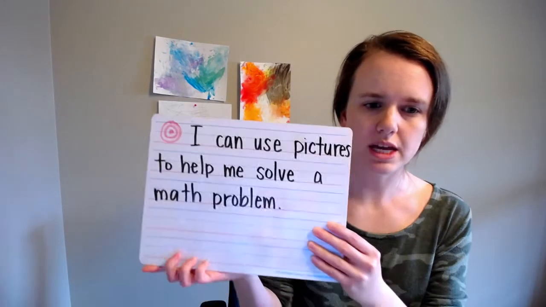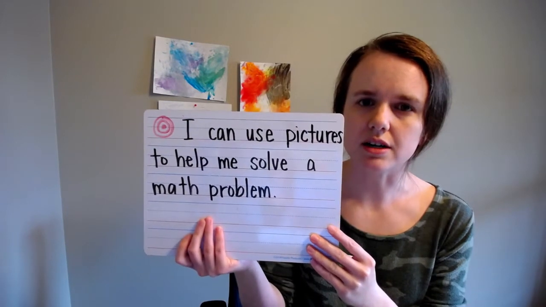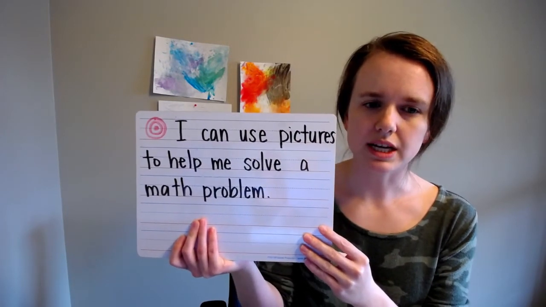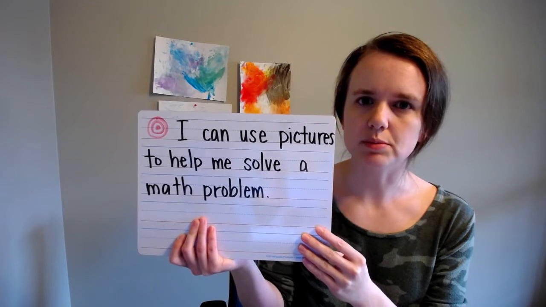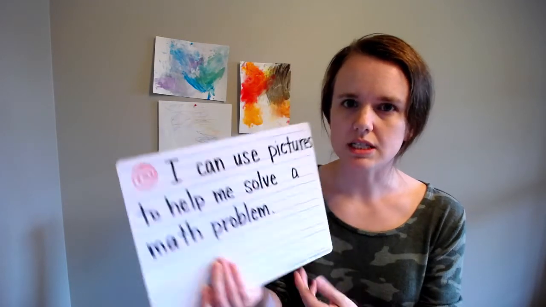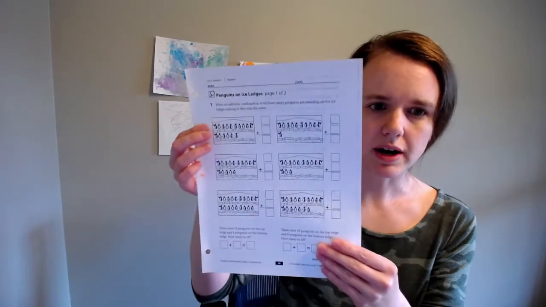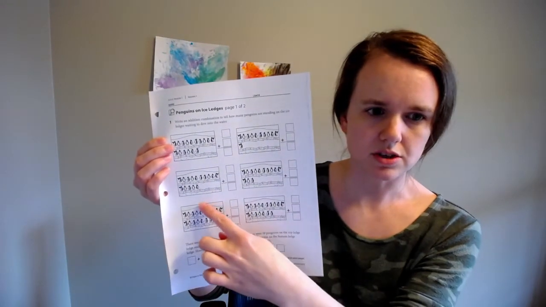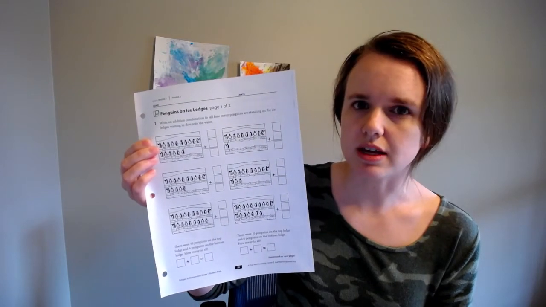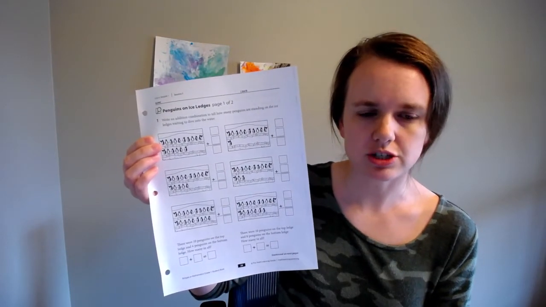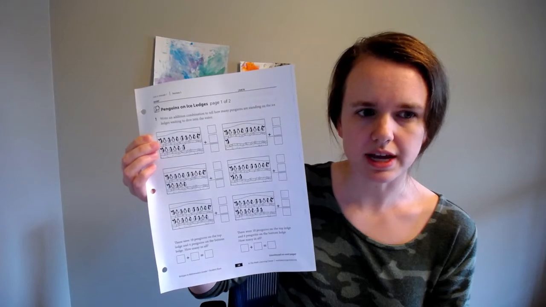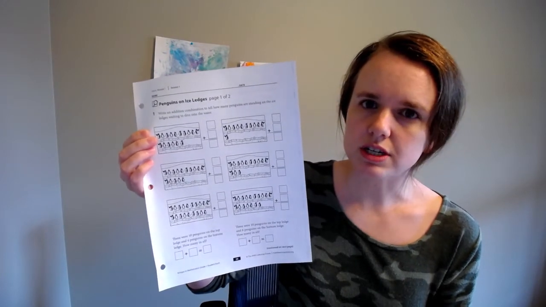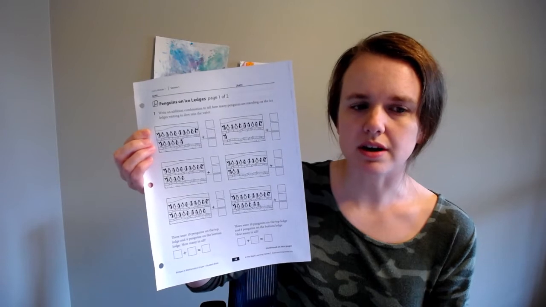Today we have this as our target, as our goal. We're working to use pictures to help solve a math problem. So in this case, we're going to use lots of pictures of penguins because all of our problems are about penguins. So this part at the top, I'm just going to run you through these ones because these you can do fairly independently. So the directions say write an addition combination to tell how many penguins are standing on the ice ledges. So you're going to look and see how many penguins are there in the picture.